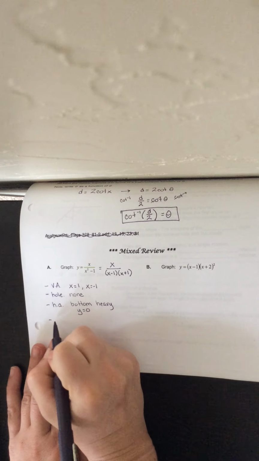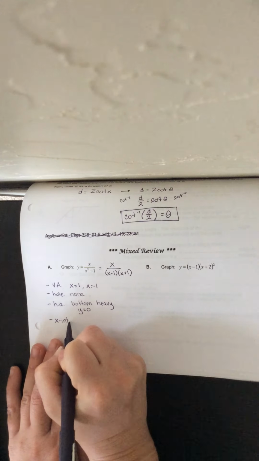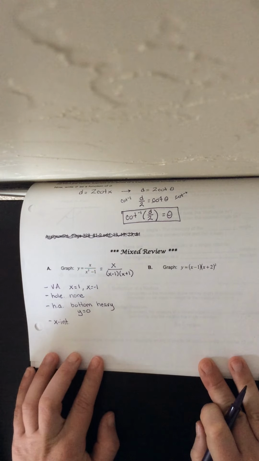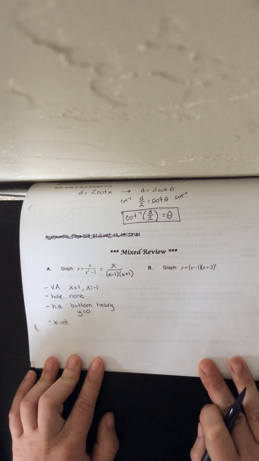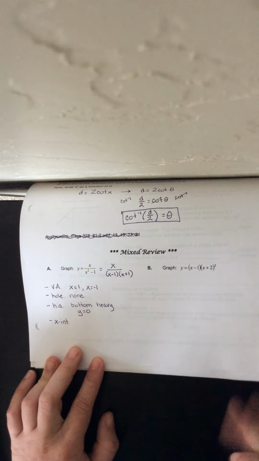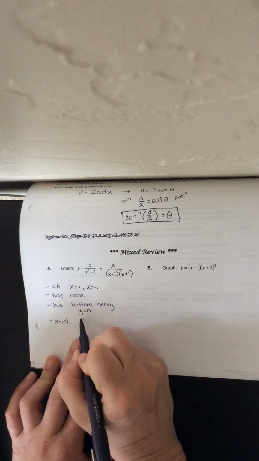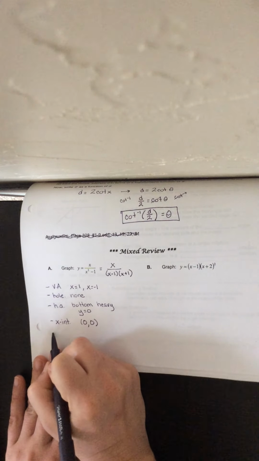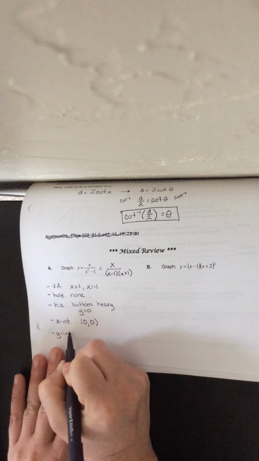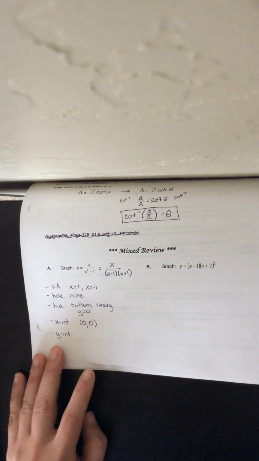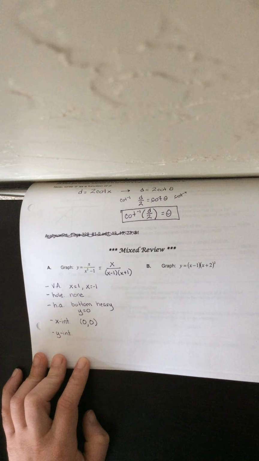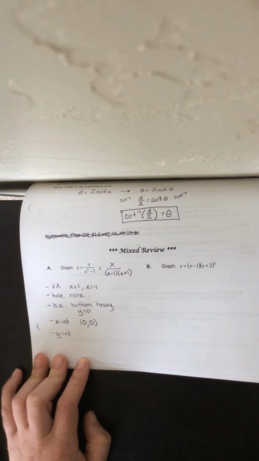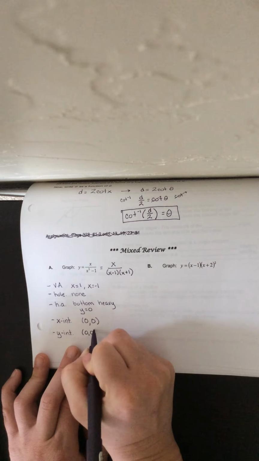Then if we keep going, I want to find my x-intercept. The x-intercept is any zeros of the top, but not of the bottom, and the only zero of the top is 0. So that gives me an x-intercept of (0, 0). And then the y-intercept: if I plug in 0 for x and simplify, I get 0 over -1, which is just 0. So my y-intercept is also (0, 0).